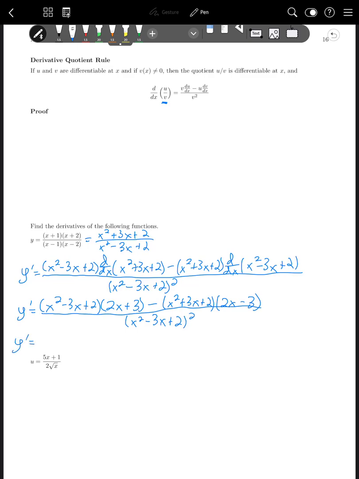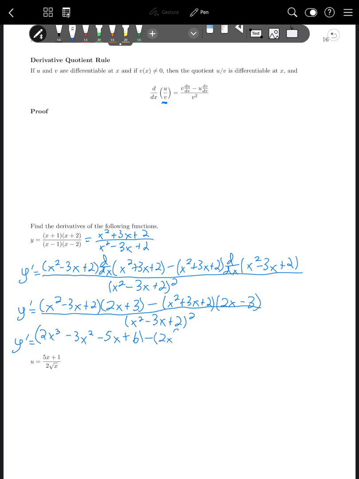So y prime is 2x cubed minus 3x squared. So I'm doing some of this multiplication in my head. If you need to write it out, that's great, but you can do that off to the side. Minus 5x plus 6. And then from that, we're going to subtract these two multiplied together.